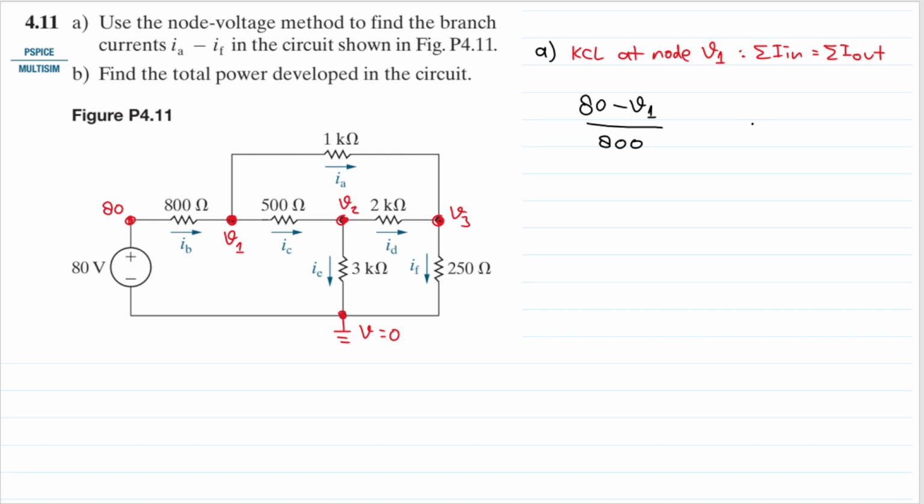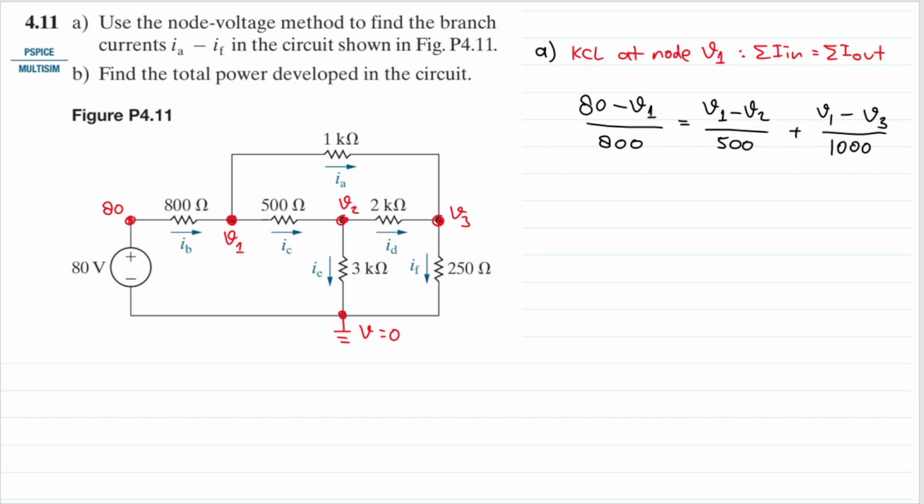IC is going out, so that will equal V1 minus V2 divided by 500. And then this IA here is also going out from V1, and that will be V1 minus V3 divided by 1 kilo ohm, that will be 1000. Okay, what can we do from here?